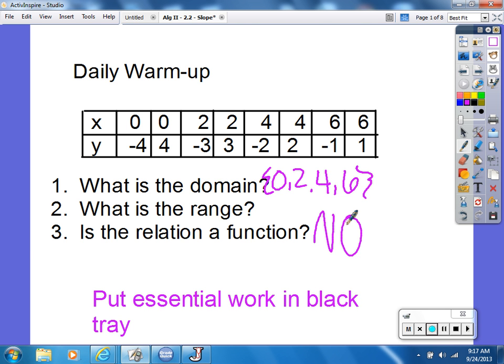And he's right with no, because 0 goes to 2 different numbers, 2 goes to 2 different numbers, 4 goes to 2 different numbers, and finally 6 does also. You do not get a choice, sorry.